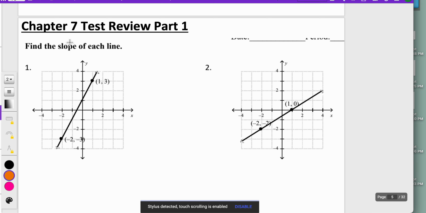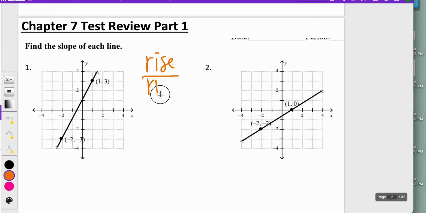Today we're going to be looking at part 1 of our Chapter 7 test review, and then tomorrow we'll finish out part 2. The first one says find the slope of each line. Since we're given points, we're just going to count rise over run for each of these and then simplify.